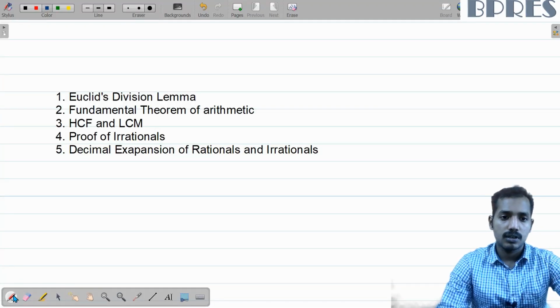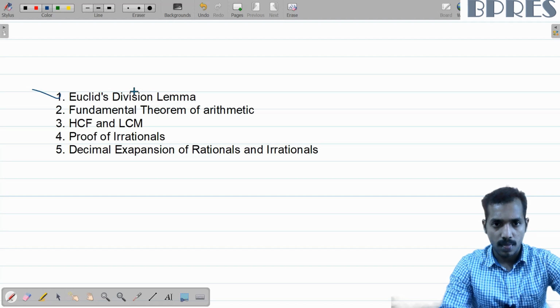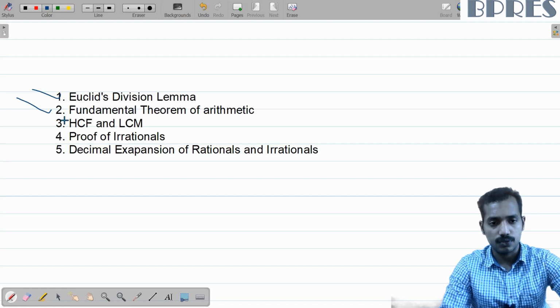In this chapter, there are 5 main topics we are going to discuss. First one is Euclid division lemma. What is Euclid division lemma? It is almost similar to the division of the numbers we have learned in lower classes. We will discuss the fundamental theorem of arithmetic, that is related to the factorization of composite numbers, then HCF and LCM. We know very well how to find the HCF and LCM, also the relation between HCF and LCM, but we will recall this topic again.